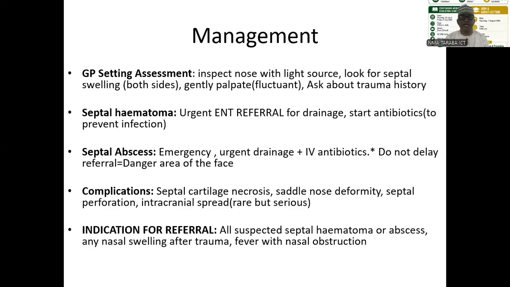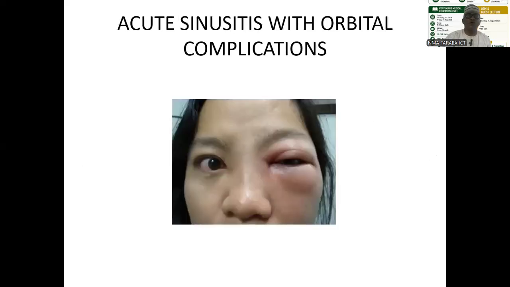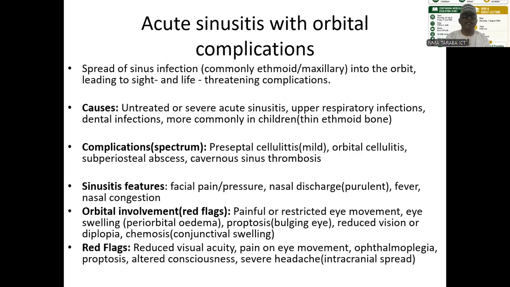Indication for referral, as I've said: all suspected septal hematoma or abscesses, any nasal swelling after trauma, fever with nasal obstruction, all of these need to be referred. We talk of acute sinusitis with orbital complication. You see somebody with features of sinusitis who is coming down with orbital swelling, redness, pain on movement of the eye, and blurring of vision. This is a serious condition that needs attention.